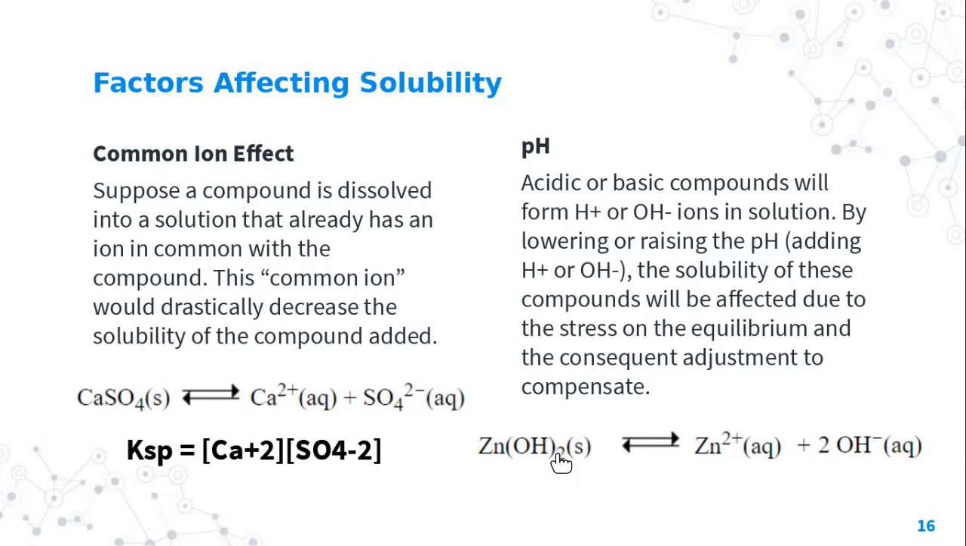On the opposite hand, if I add in a strong acid, say HCl, you have H plus floating around. It's going to react with the OH minus, and so it's going to remove it from the solution. And so you're missing OH minus, and according to Le Chatelier's principle, we're going to shift over to the right in order to compensate to form more OH minus. Therefore, this increases the solubility.